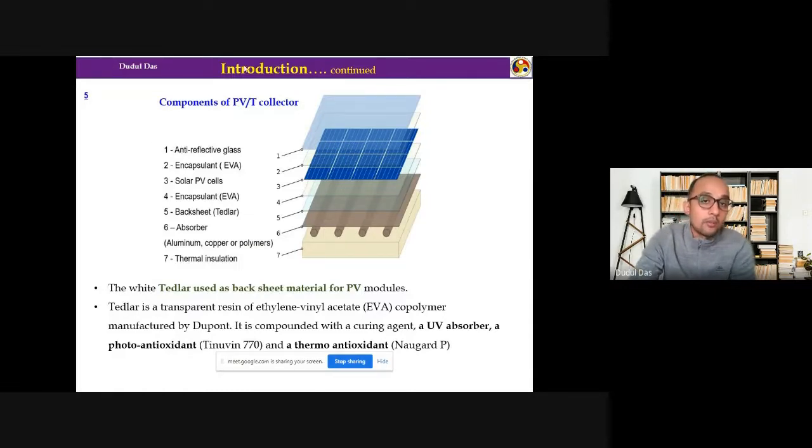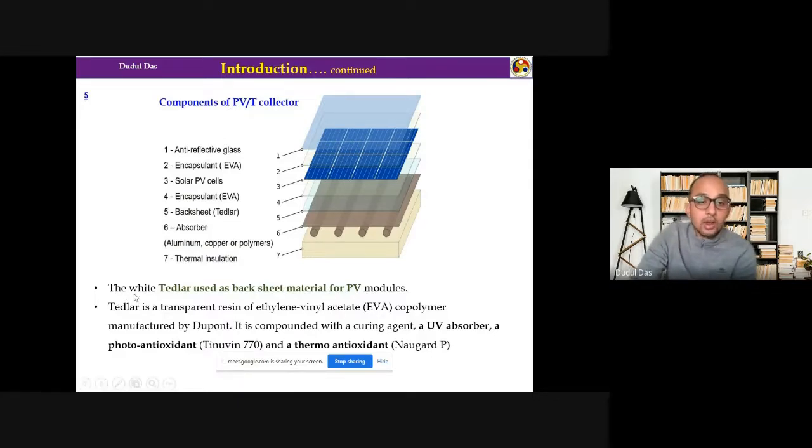Now, when we talk about PVT, we add an absorber. The sixth layer is the absorber, as we can see here. This absorber can be some tubes, metallic tubes or polymeric tubes, or maybe a metallic sheet where the tubes are welded or brazed. After this absorber, we place a thermal insulation. That means a PVT is a combination of a PV module as well as a solar thermal collector.